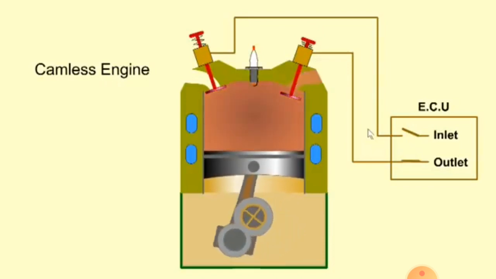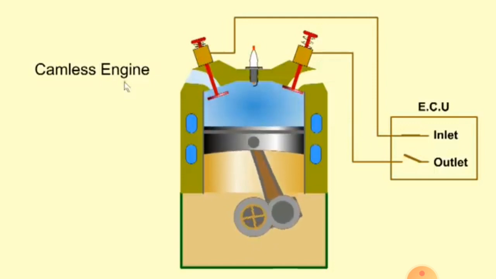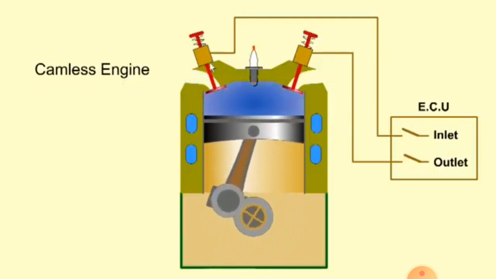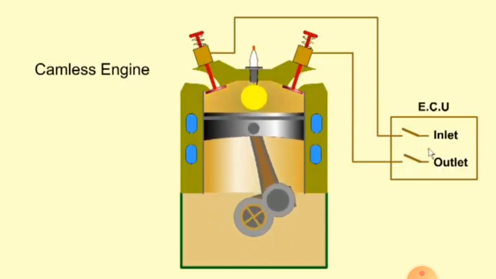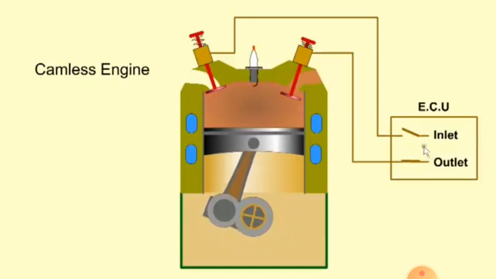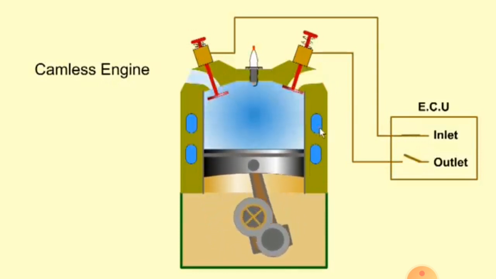A further development with the operation of valves is the camless engine. It does not have a camshaft and relies on electrical solenoids activated by the ECU to operate the valves. This allows immense flexibility with the control of timing and lift of both the inlet and exhaust valves.